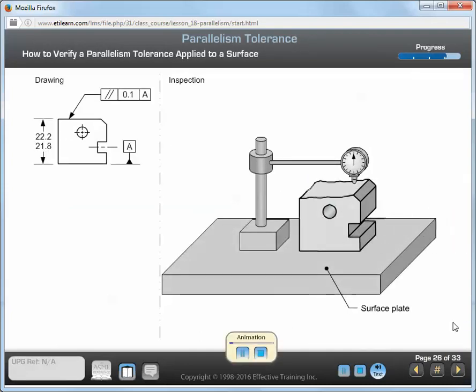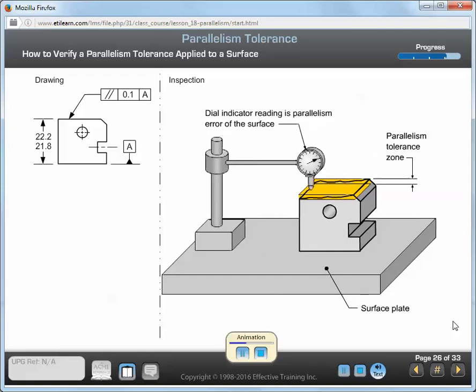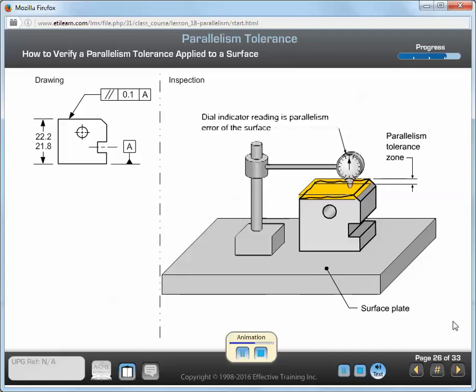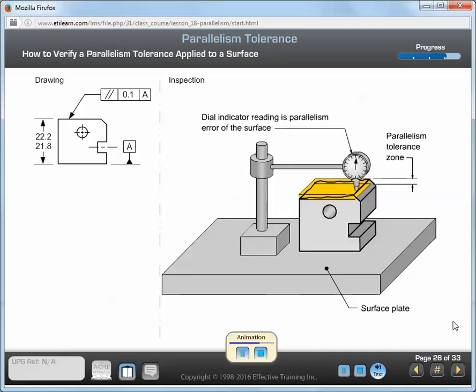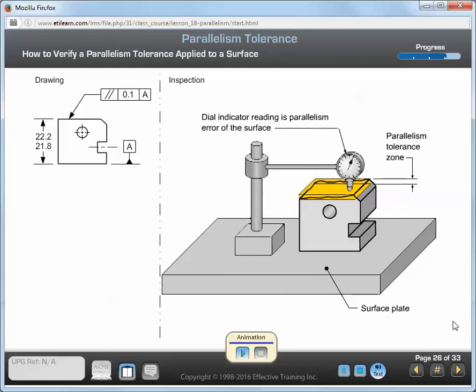There are many methods used to verify a parallelism tolerance. Here's an example of one common method using a surface plate and a height gauge. The drawing on the left shows a parallelism tolerance at RFS applied to a planar surface. The diagram on the right shows how to verify the parallelism tolerance. The part is mounted with datum feature A on the surface plate. The height gauge is moved across the surface plate, which moves the dial indicator across the part surface. The dial indicator reading must be equal to or less than the parallelism tolerance value.